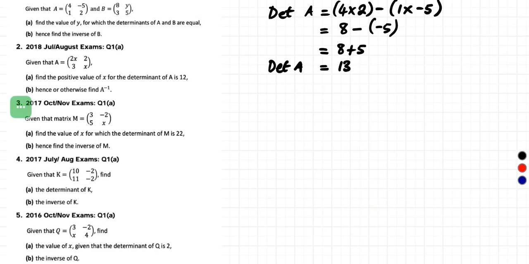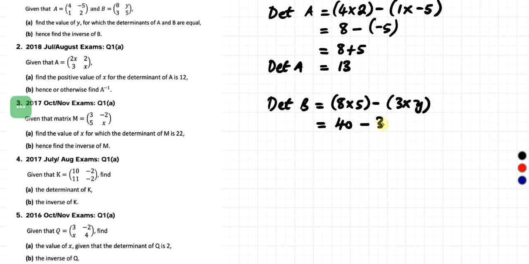Then you also need to find the determinant of matrix B. So you say determinant of matrix B also will be the subtraction of 8 times 5 in the main diagonal, minus, then you say 3 times y. So you say open brackets, 3 times y, close brackets. Then you say okay, 8 times 5, which will be 40, okay, then minus here 3 times y, it will be 3y.